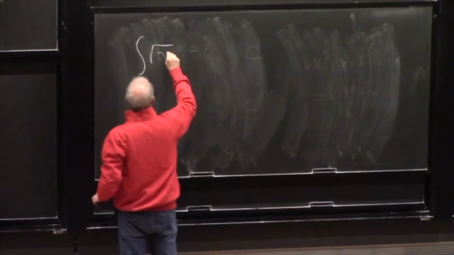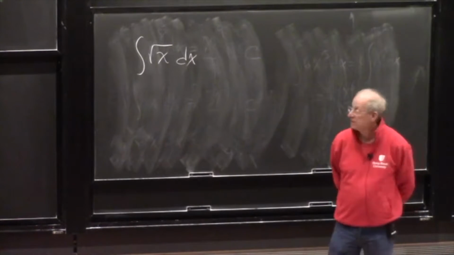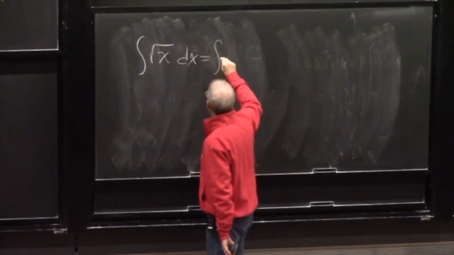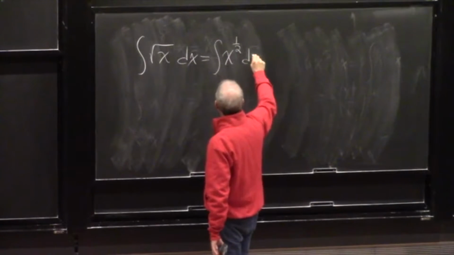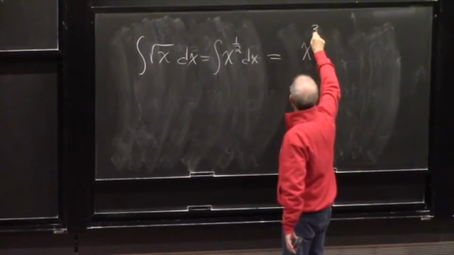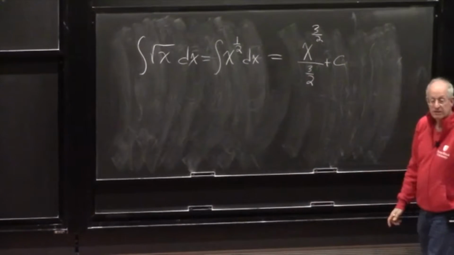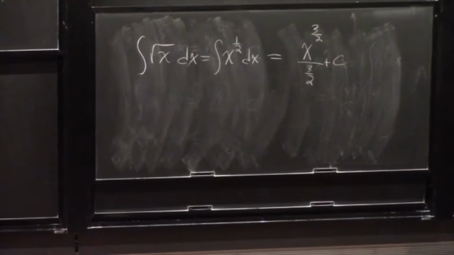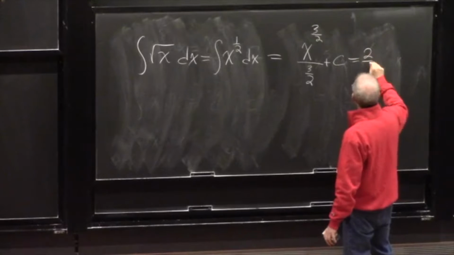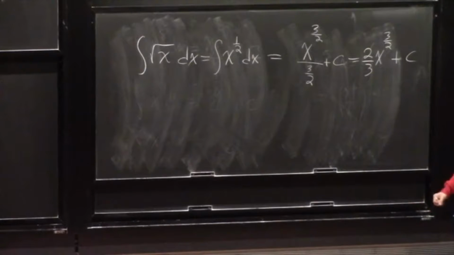What's the integral of the square root of x? Well, the square root of x is x to the 1/2, right? So you could rewrite that as x to the 1/2. And then the antiderivative would be x to the 3/2 over 3/2 plus a constant. Then dividing by a fraction, you flip and multiply to get 2/3 x to the 3/2 plus constant. So far, so good?